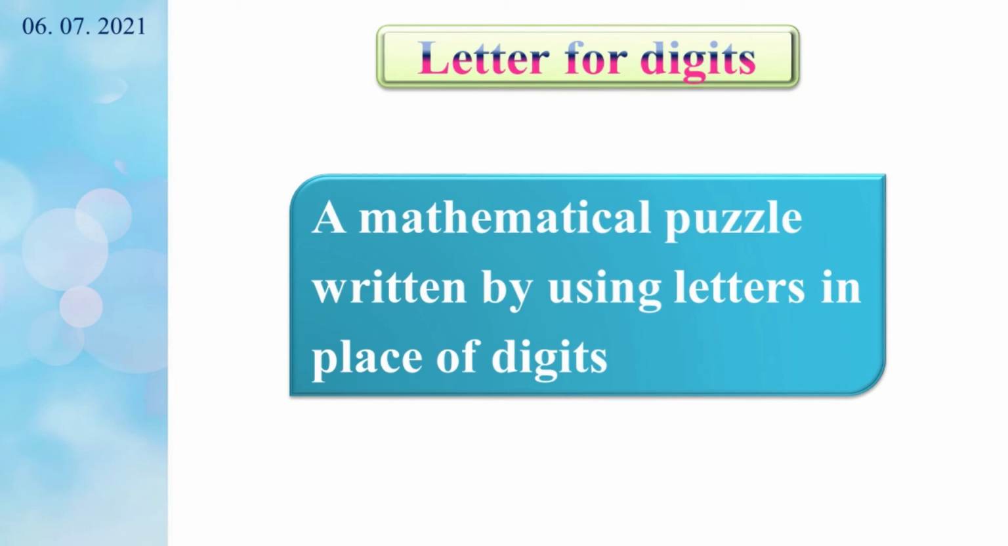First one, each letter in the puzzle must stand for just one digit and each digit must be represented by only one letter. Second, the first digit of a number cannot be 0. For example, 21 is written as 21, not as 021. Third, a puzzle must have only one letter.